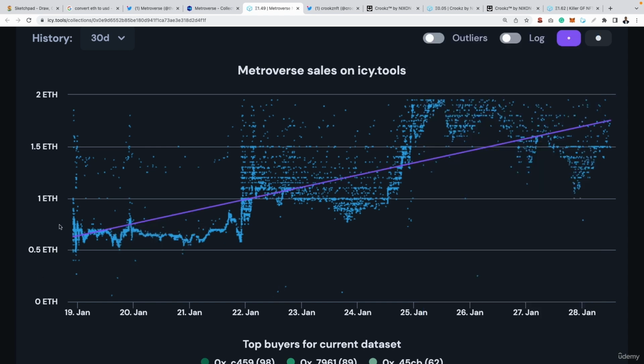We have the first initial pumps, which are all related to minting. Again, the price basically stabilizes over these 2 to 3 days. You can see the price then increases before the reveal. And then as soon as the reveal happens, the price goes back down.